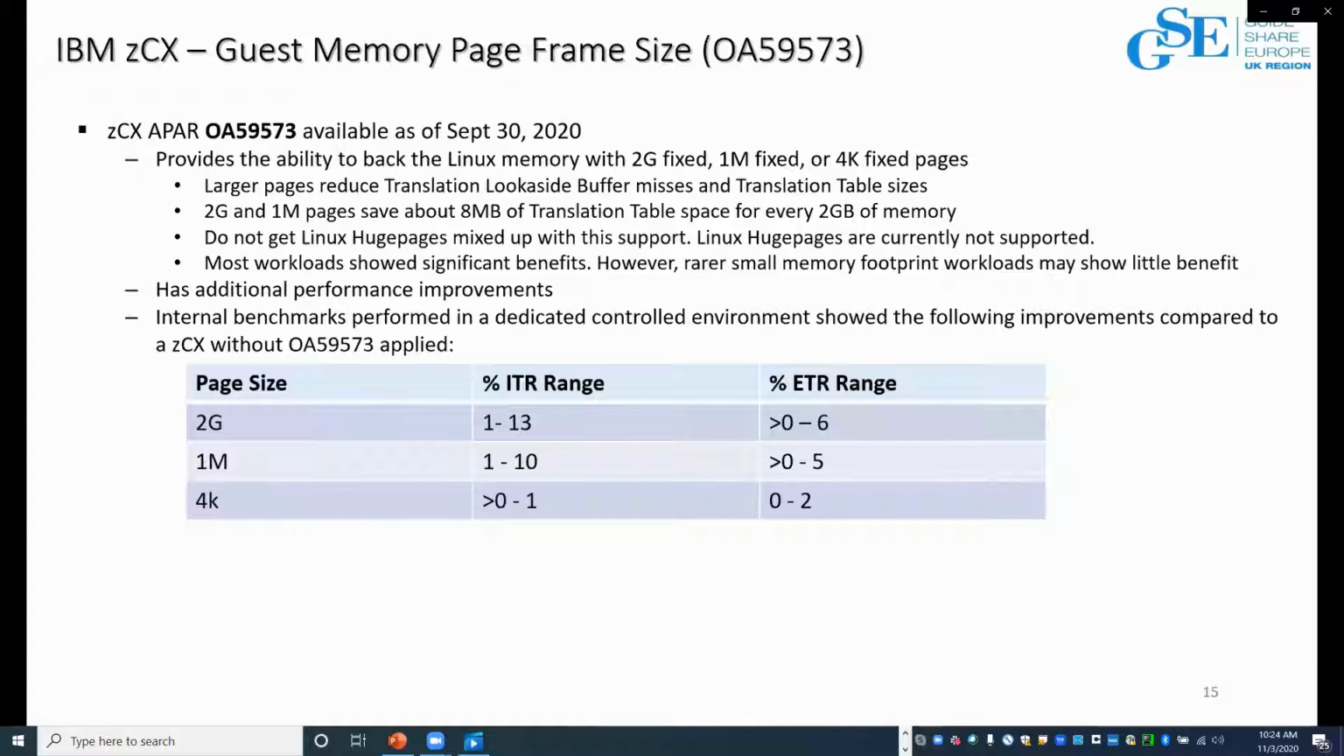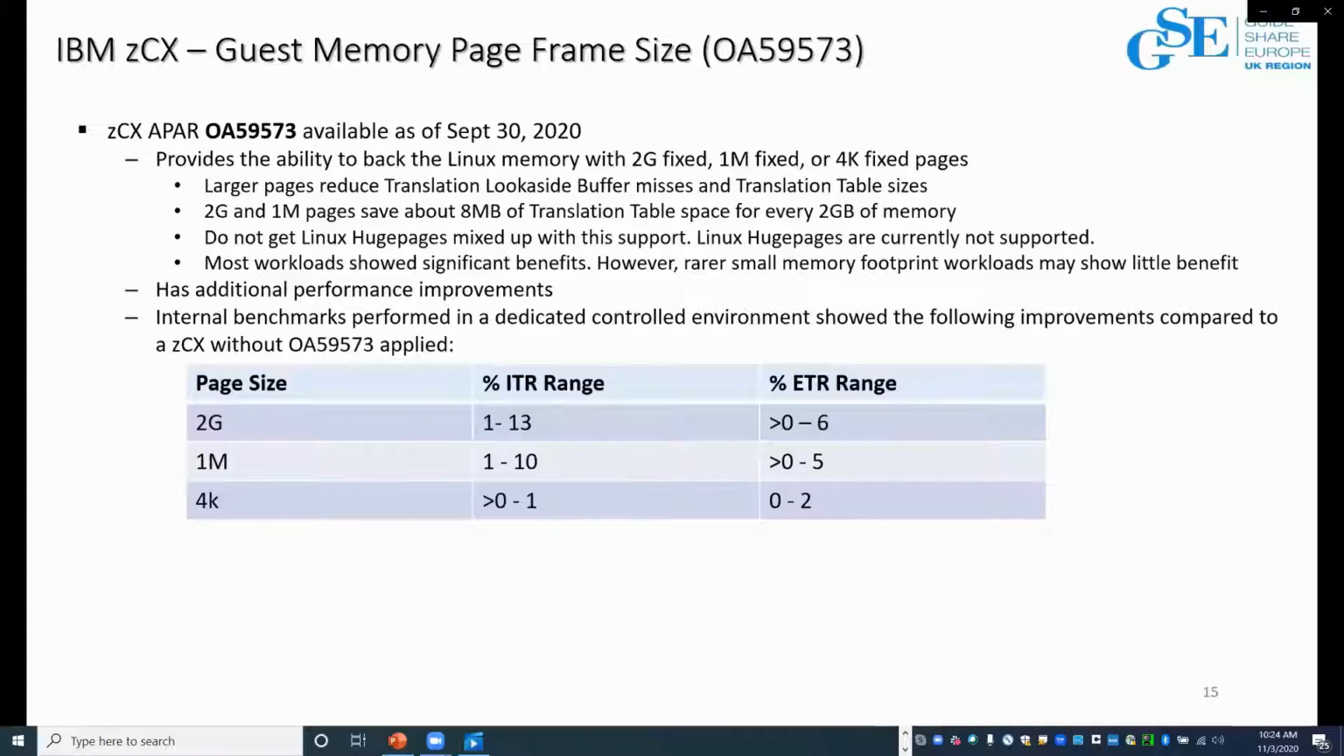The bigger the page size, the better performance you're going to get. 4K pages provide the worst performance, and I'm going to talk more about this later as to which size you would pick. But just think 2 gig gives you the best, 1 meg gives you good performance, and 4K gives you the worst performance. All right. So why is that? 2 gig and 1 meg pages have been supported by z/OS for a while now, depending on the function or the middleware.